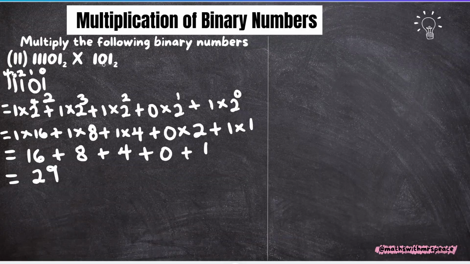We're going to go ahead and do the same thing for the second number. We have 1, 0, 1 in base 2. We're going to go ahead and indicate the powers. We have 0, 1, and 2.